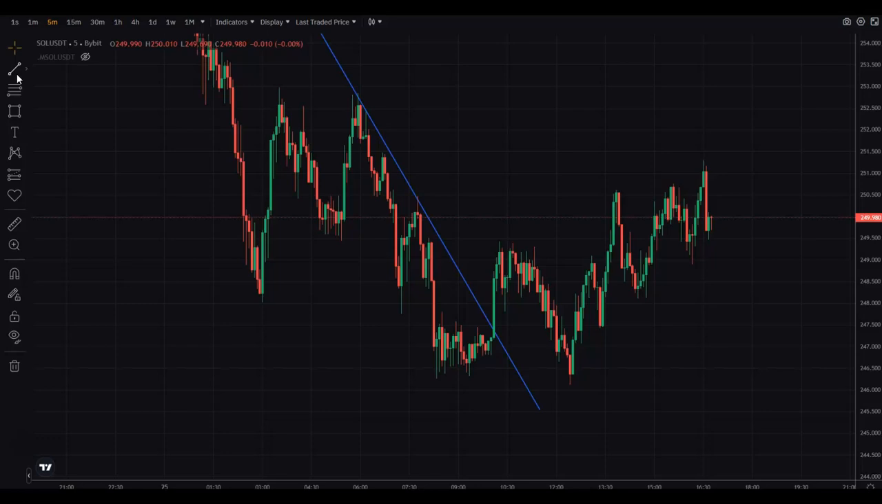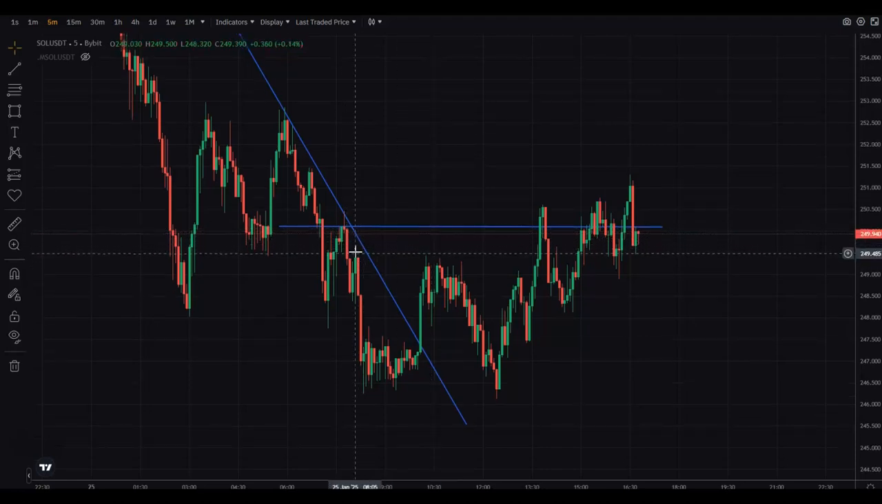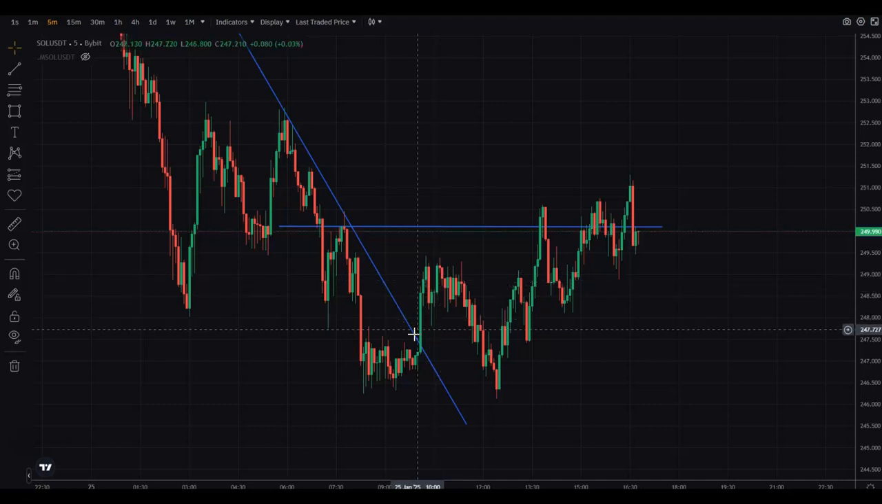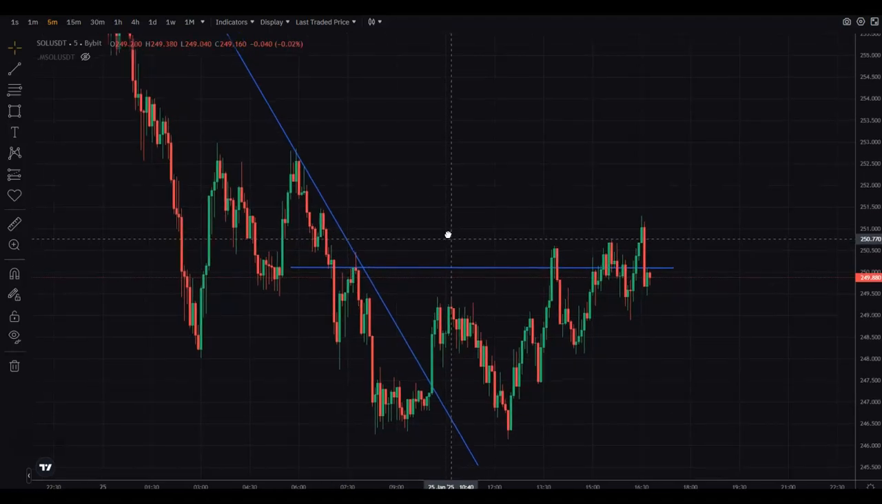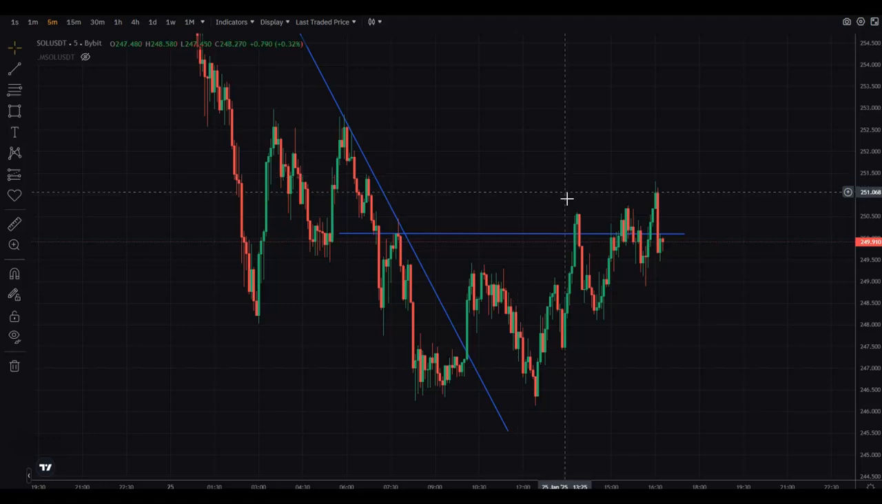So now, in order to change the direction of the trend, we have to break this level right here, the previous high of the trend. So it broke the trend line, came back down, broke the previous high of the trend line, which means this is the change of correction. There's a change of correction happening, and it's continuing to move uptrend.